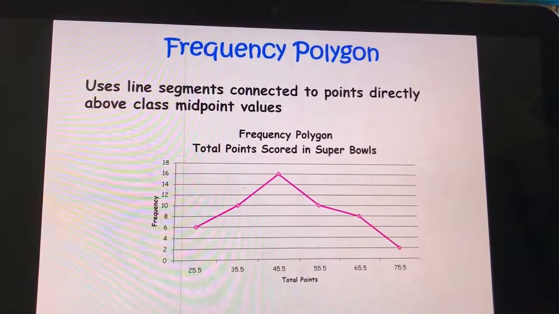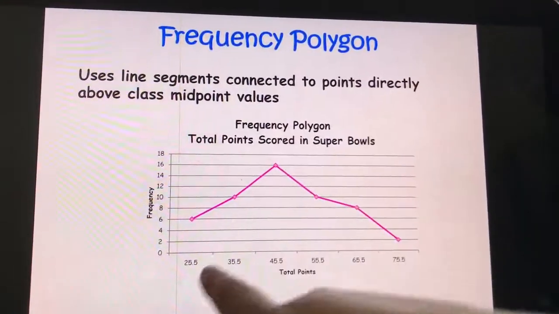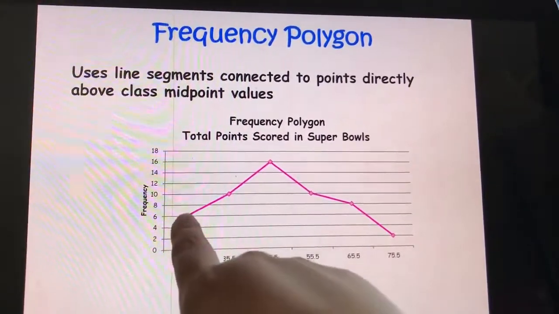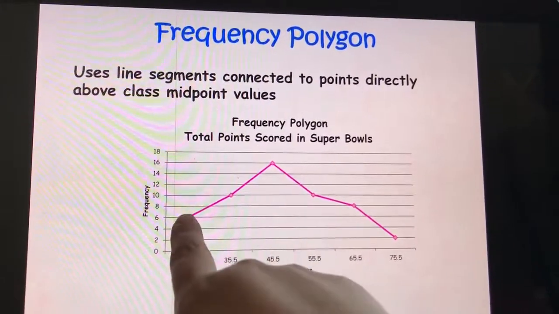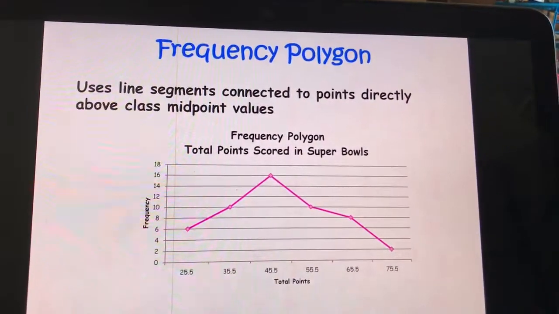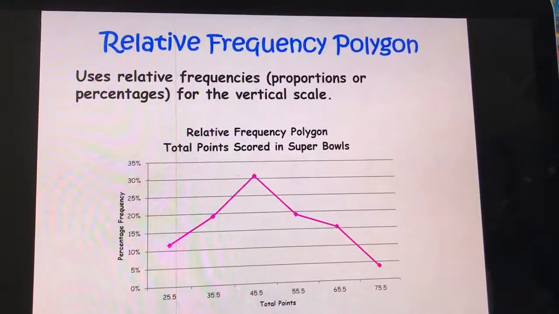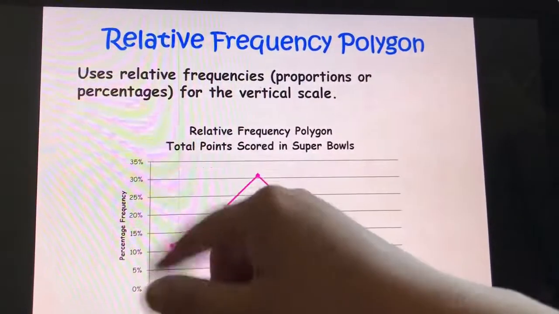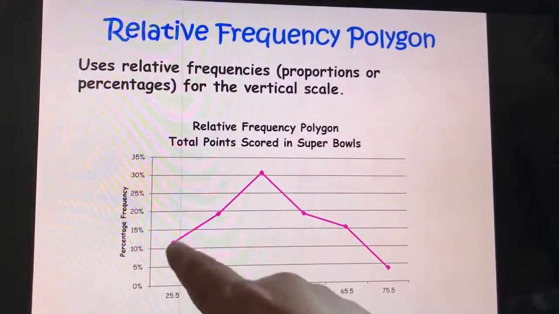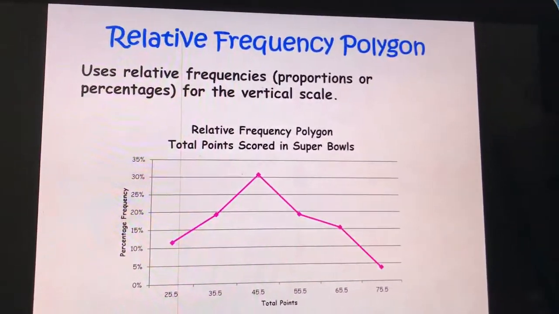This uses line segments connected to points directly above the midpoint values. So here are the class midpoints for our total points scored in the Super Bowls, and then you put a dot. The first class had 6, the second one had 10, and then you connect them with a line. That's called a frequency polygon. A relative frequency polygon is the same thing, except you use the percentage, or you could use decimals if you wanted, but I've got percentages here. It should look the same as the last one, it's just using the percents instead of the actual frequencies.